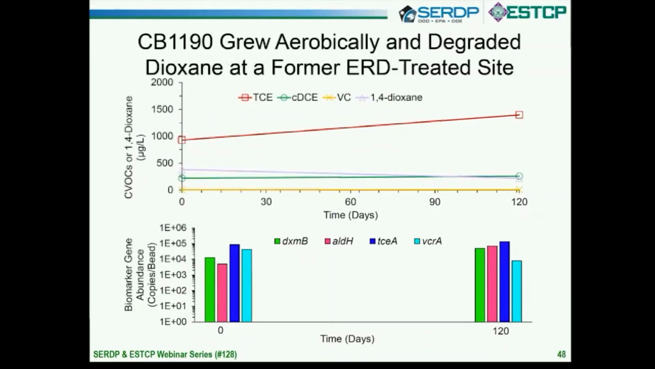The other well where I said the concentrations were lower, we see the same behavior. Dioxane is degraded. TCE and cis-DCE, not so much. In more recent data than what I'm showing you here, we do see decline of cis-DCE also. And copy numbers again, aerobic and anaerobic gene containing organisms can coexist.